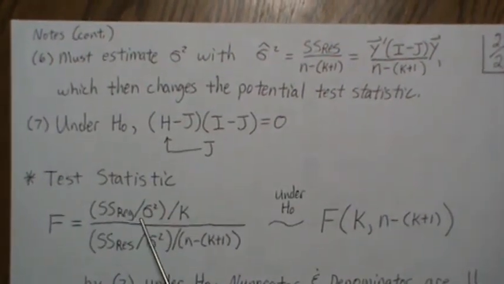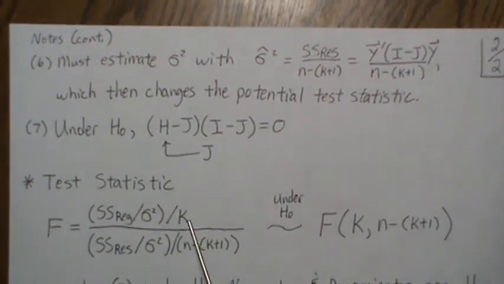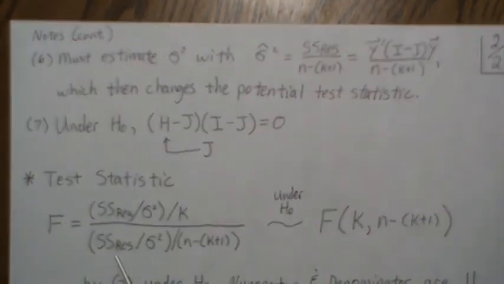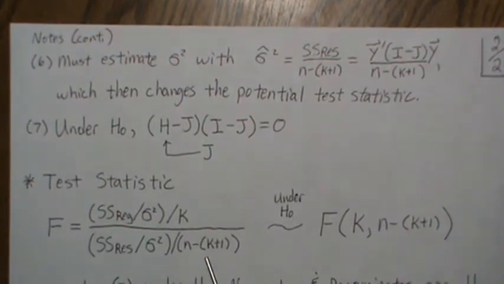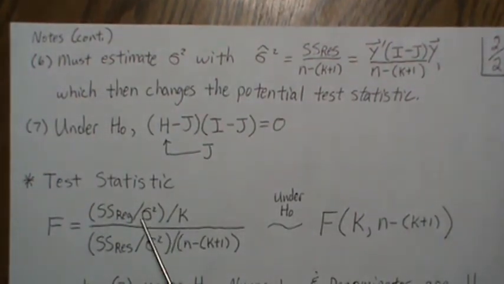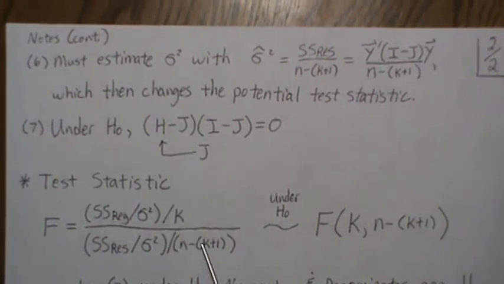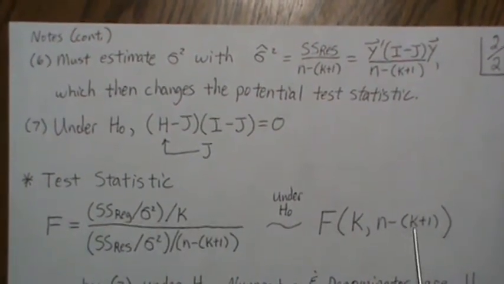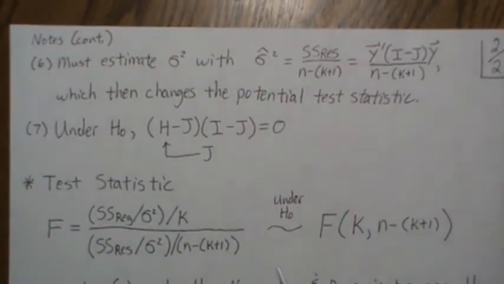So we've shown that the sum of squares regression is a chi-squared with k degrees of freedom. We've shown that the sum of squares residual is chi-squared with n minus k plus 1. So it's a chi-squared divided by its degrees of freedom over a chi-squared divided by its degrees of freedom. That's an F test, with k numerator degrees of freedom and n minus k plus 1 denominator degrees of freedom.